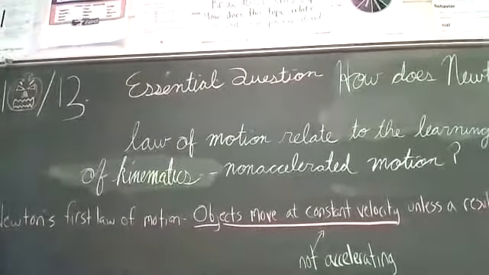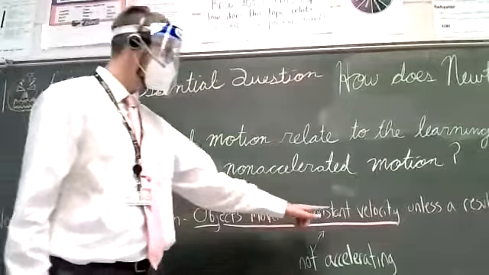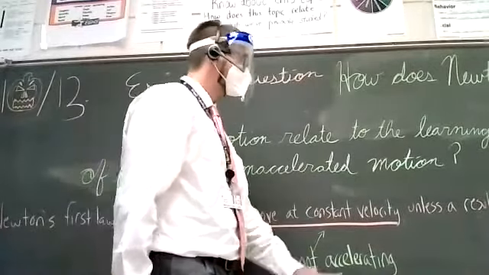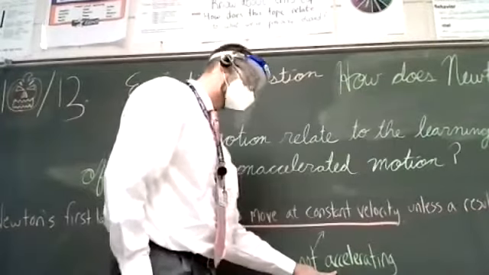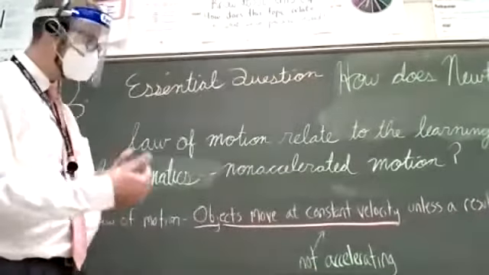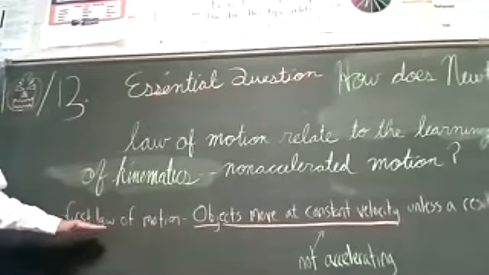All right, and then I've stated Newton's first law here, as I mentioned earlier. Objects move at constant velocity, which means they're not accelerating, unless a resultant force acts. When that resultant force acts, they do accelerate, according to Newton's second law. And so one law leads to the other one. Sometimes it's called the law of inertia.